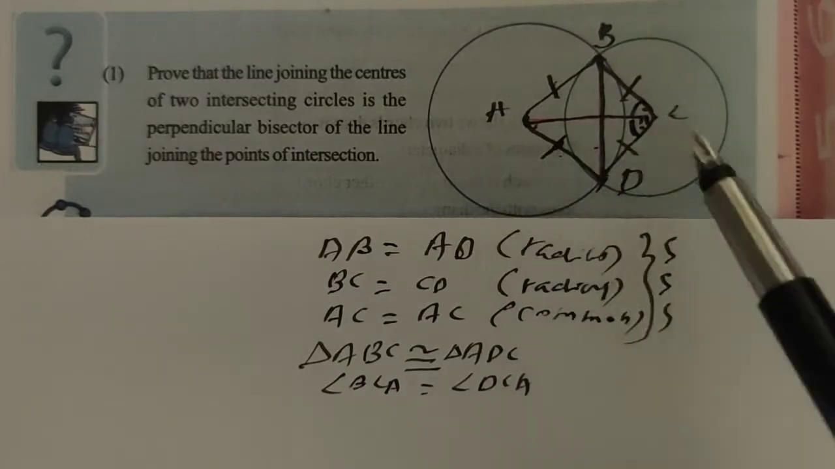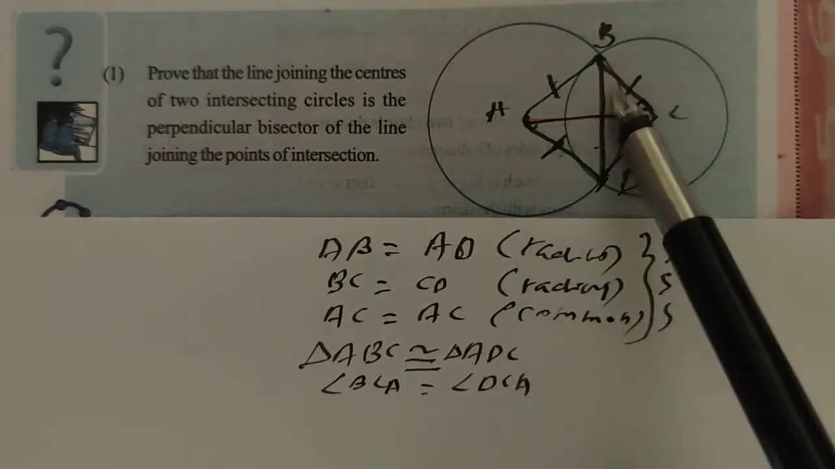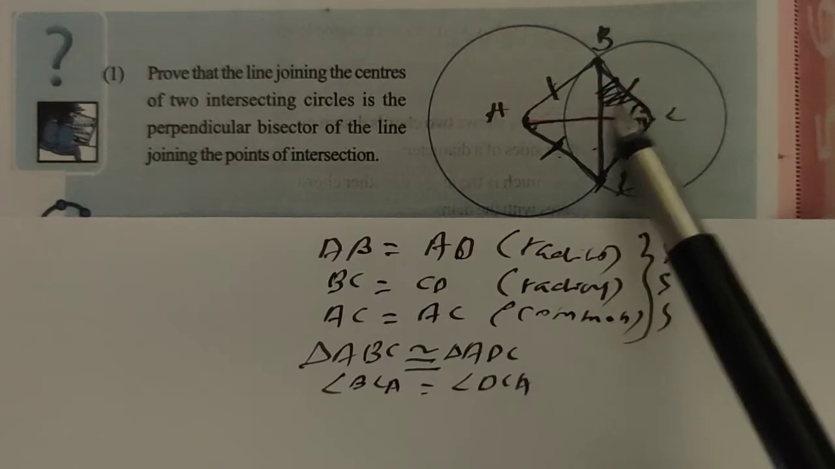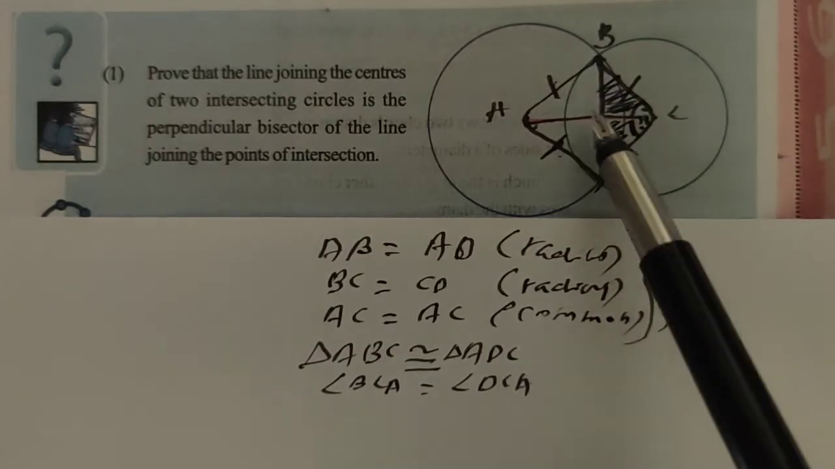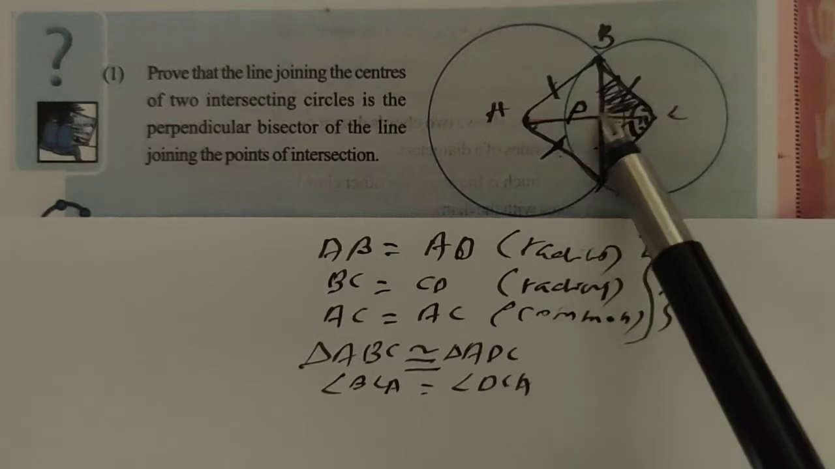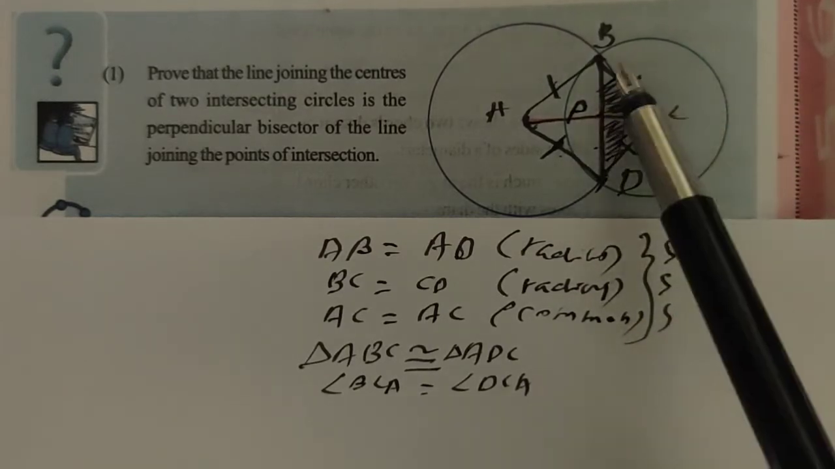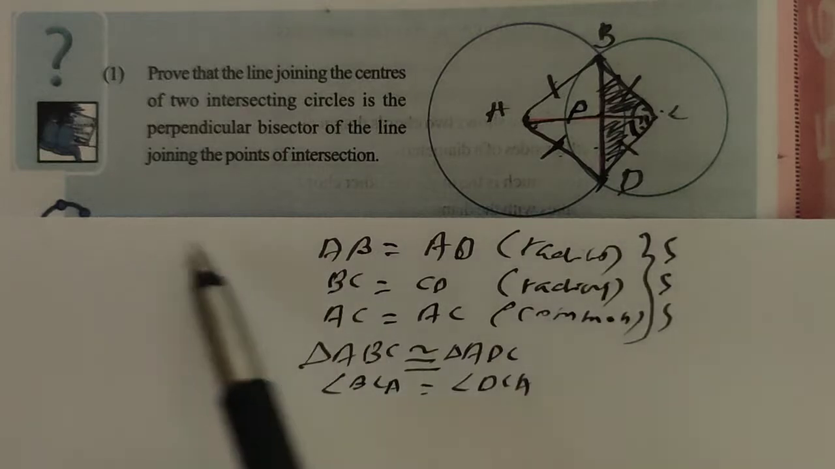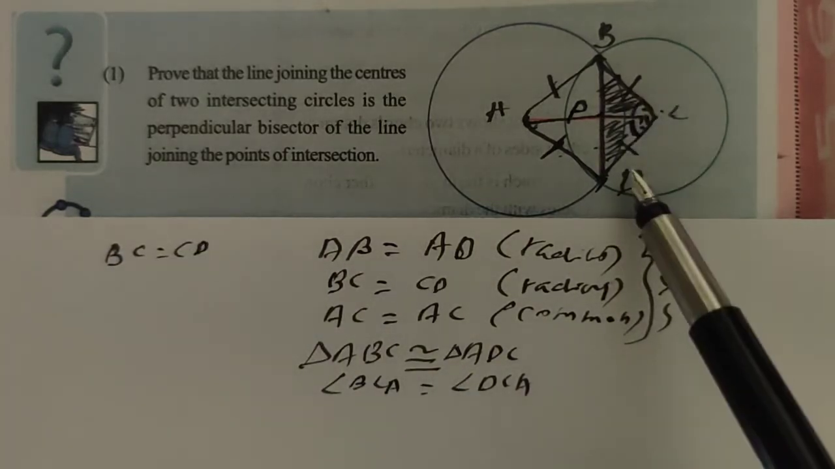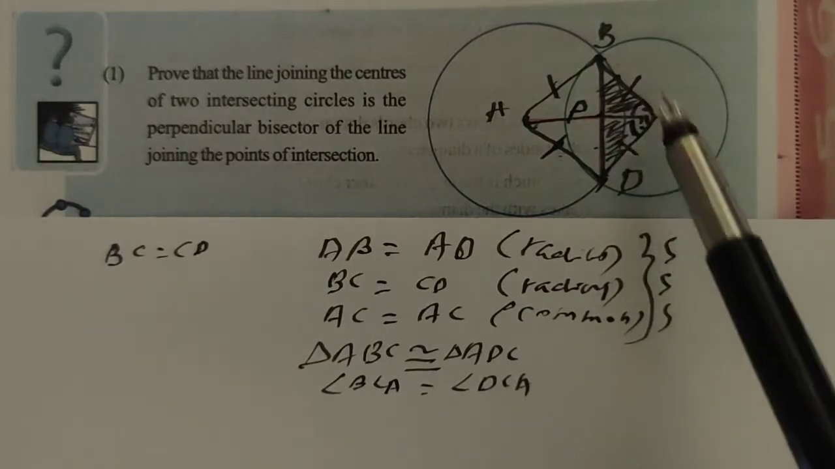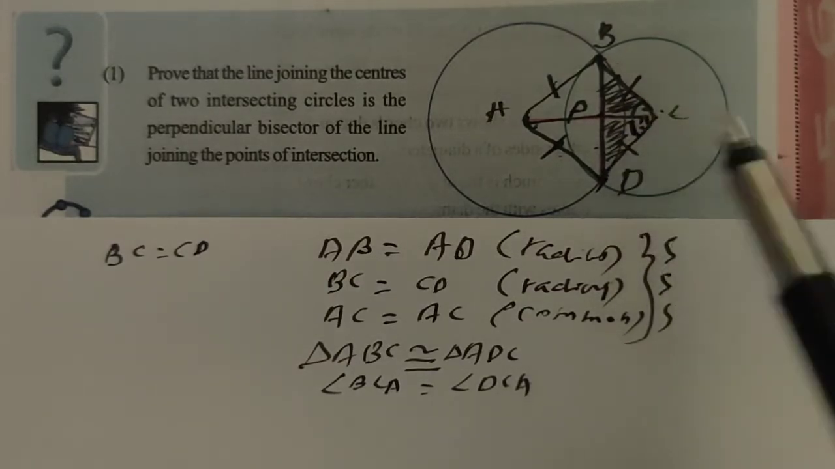That is angle BCA is same as angle DCA. Now we consider these two small triangles and we put a point P. The name of the intersection is P here. And what happened? BC is equal to CD. What is the reason? Radius, same circle radius.